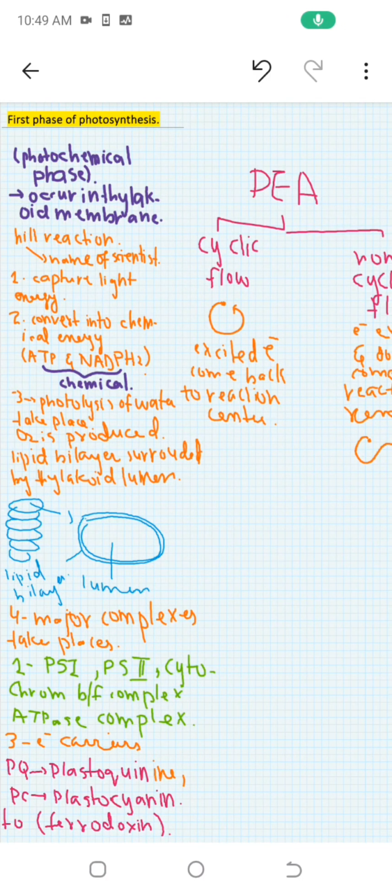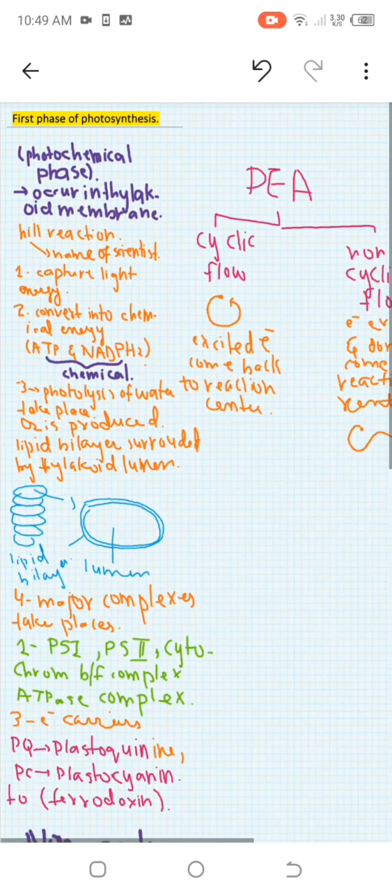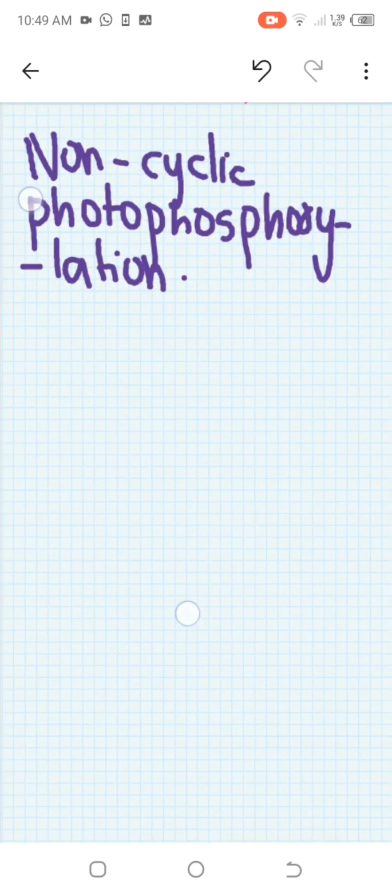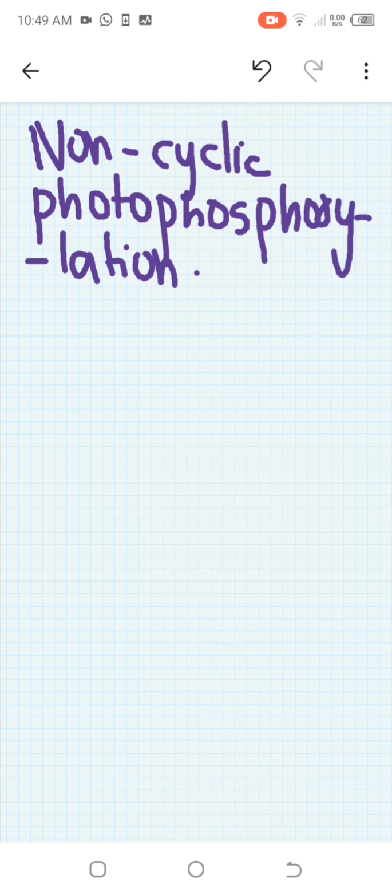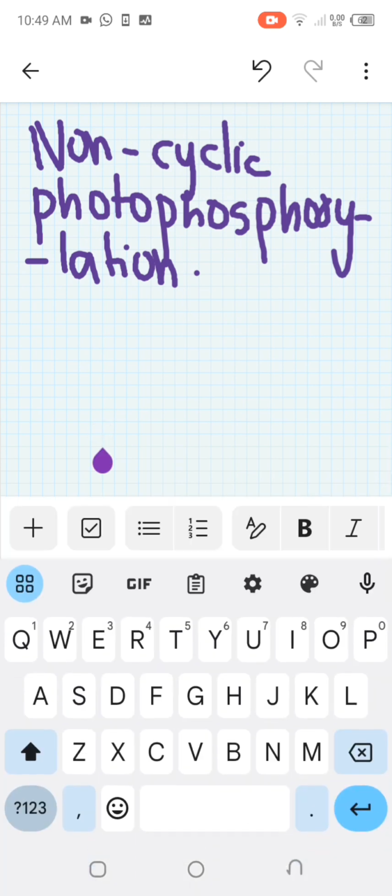As in the first video, we have gone through the first phase of photosynthesis. So I told you in the next video, we'll be moving towards the non-cyclic flow. Okay. So today we are going with the non-cyclic flow. Non-cyclic photophosphorylation. Okay. So what happened in this process?